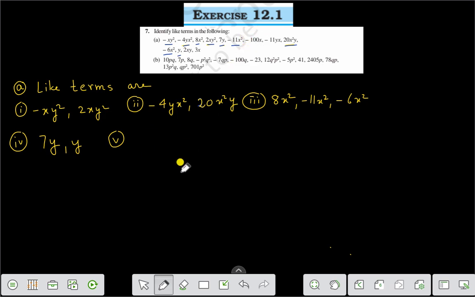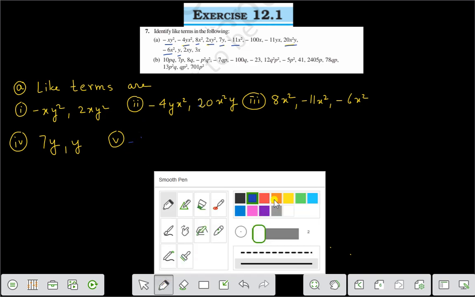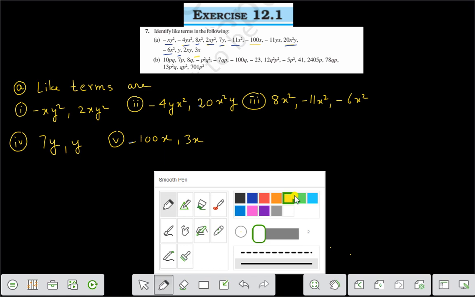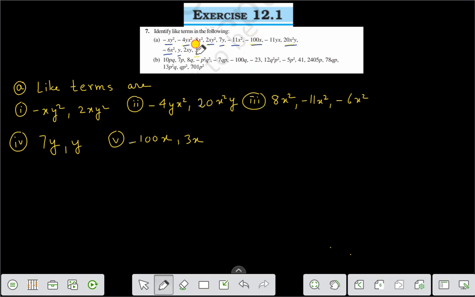The next one is minus 100x. You see this one, minus 100x. Let us find x, that is 3x. Minus 100x and 3x. If you underline this one, you will get minus 100x and also 3x.